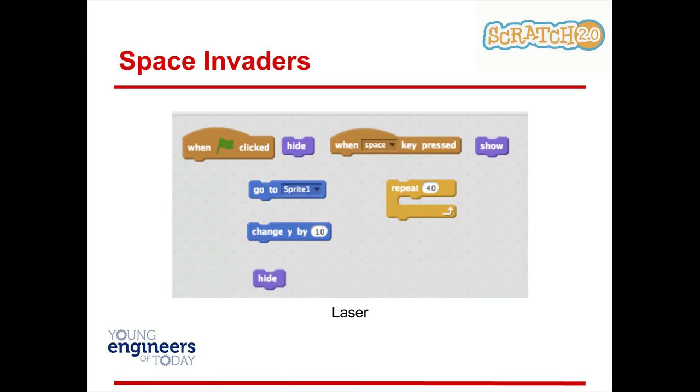Then we have these bits of code you're going to need: go to sprite 1, change Y by 10, hide, and repeat 40. As opposed to me just telling you what's going to happen, I want you to think about it. When that space bar is hit, we want the laser to go up. Here are some hints on the code. You've got show, you've got to go to sprite 1. I would rather that say go to spaceship 1. Change Y by 10, you've got to hide, and you've also got a loop of repeat 40. See if you can use this code to make that laser beam leave from the ship and go up. Don't worry about it contacting anything quite yet.